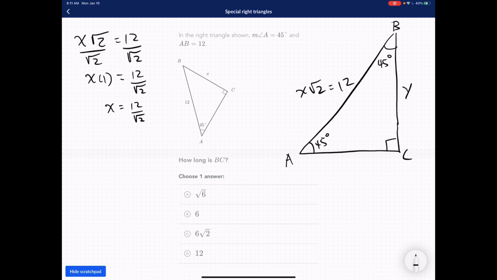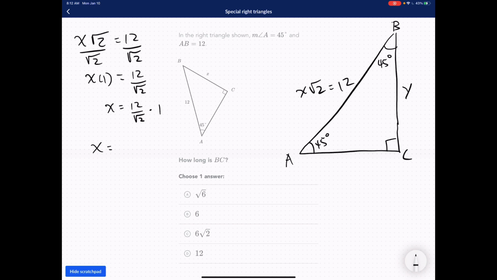Now, here's the thing about having a square root in the denominator. I'm not exactly sure why, I probably should have found out why, but you actually don't want to have a square root in the denominator. So we're going to have to get rid of this square root, and the way to do that is we're going to multiply by 1.